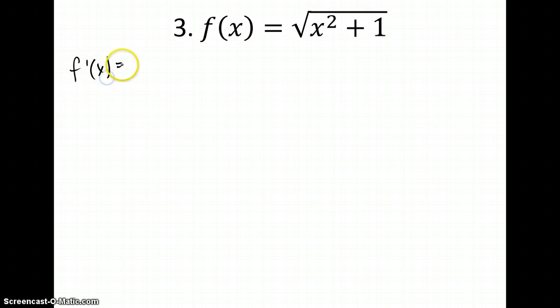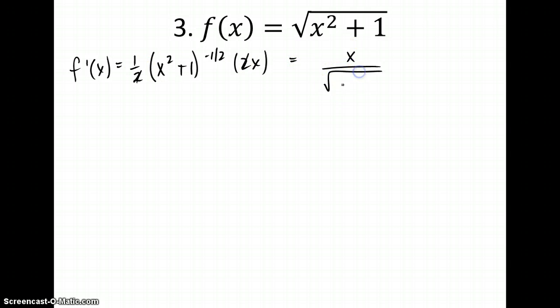Okay, first derivative using chain rule, negative 1/2 power times 2x. These cancel. We get x over the square root of x squared plus 1. So where does the derivative equal 0? When the numerator is 0.